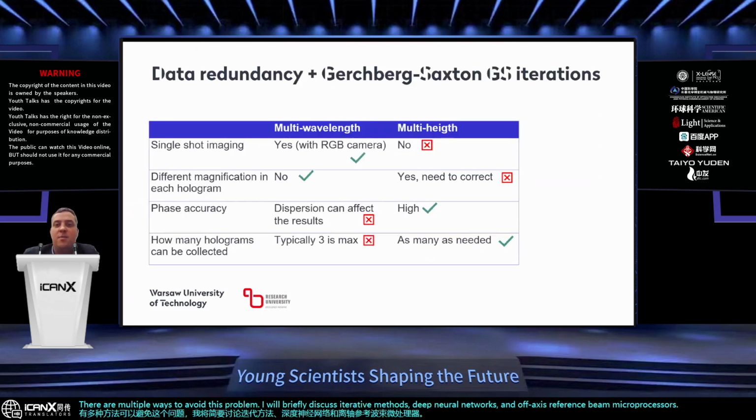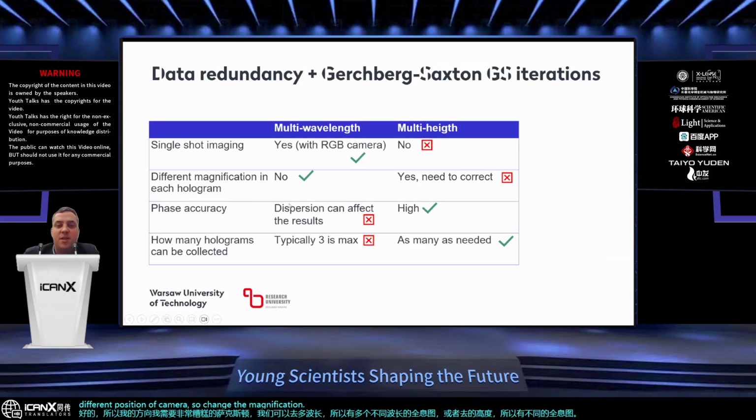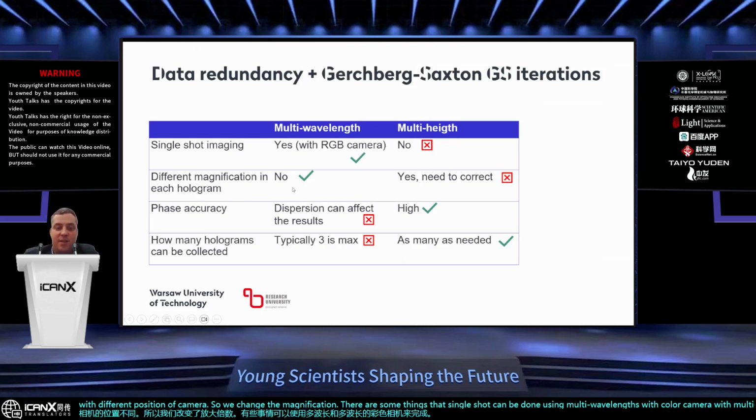Okay, so by iterations, I mean Gerchberg-Saxton. We can go either multi-wavelength, so have multiple holograms with different wavelengths, or go multi-height, so have different holograms with different positions of the camera. So change the magnification. There are some things. The single shot can be done using multi-wavelengths with a color camera, with multi-height, not so good. Different magnification. The magnification is the same in the multi-wavelength approach, but in multi-height it needs a correction.